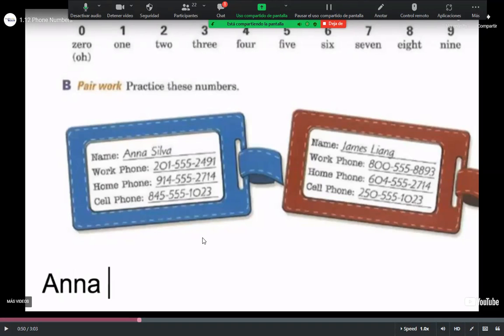Okay, class. Let's go over Ana Silva, okay? Can you tell me, class, everyone, what's Ana Silva's work phone number? 201-555-2491. I like it. Okay, class, what's Ana Silva's home phone number?